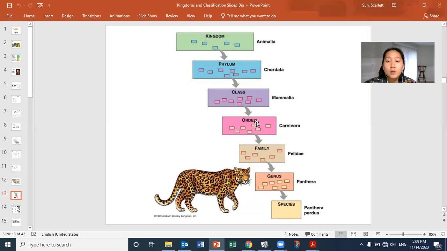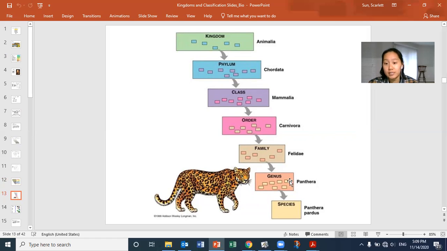Okay, so in the order Carnivora now, we have the family Felidae, which sounds like the word feline, which means cat, right? So we're getting into a carnivore family that is cat related. Okay, there are other carnivore families that are dog related, that are other animal related, right? But we're specifically in the family Felidae now.